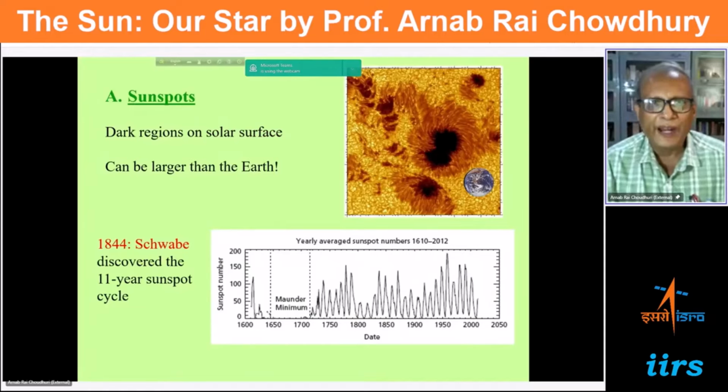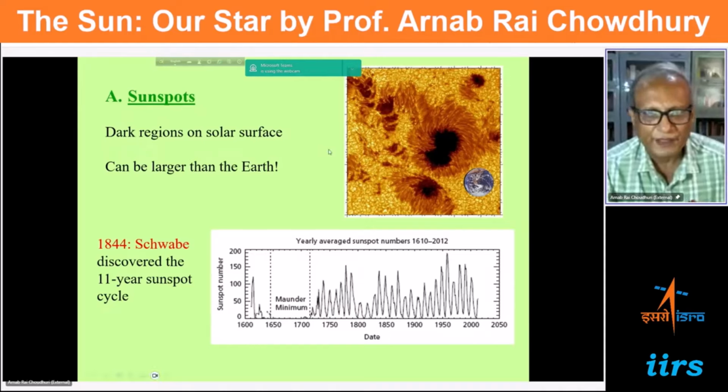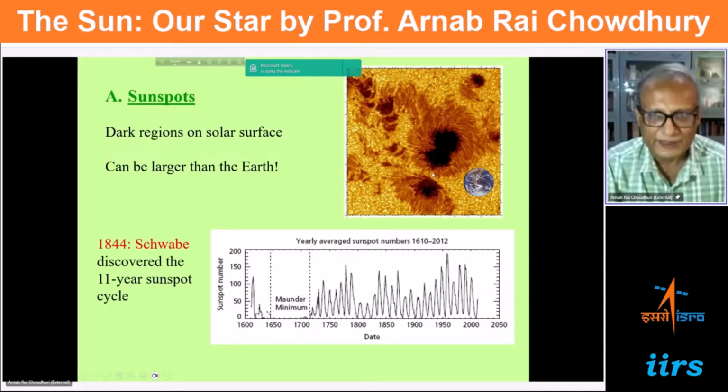The type of solar activity which has been studied for the longest time happens to be the sunspots. These are dark regions on the solar surface, and some of the largest sunspots can be larger than the Earth. Here I show a photograph in which you see two large sunspots side by side, and the size of the Earth is indicated here for comparison. And in a few minutes, I shall discuss why you very frequently see two large sunspots side by side, or why sunspots appear in pairs.